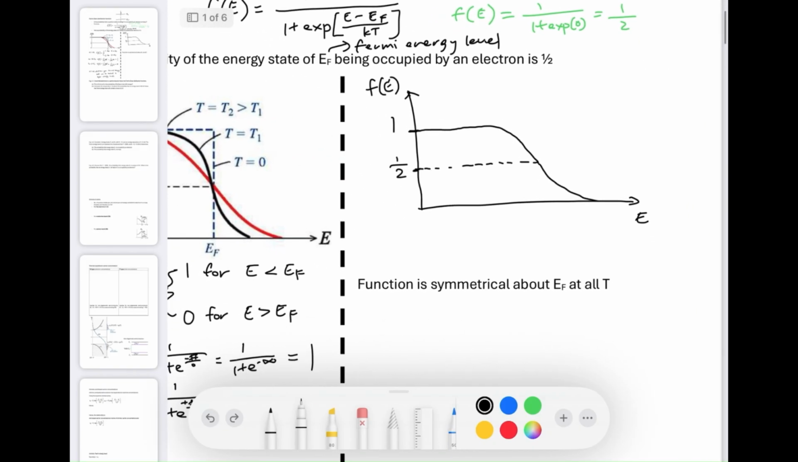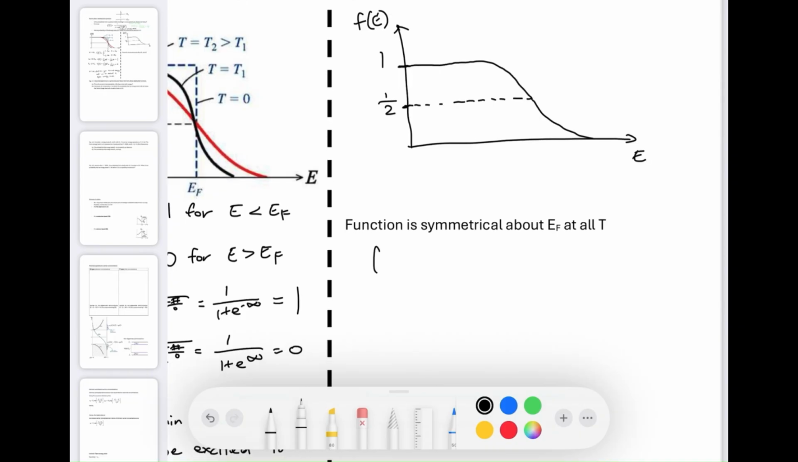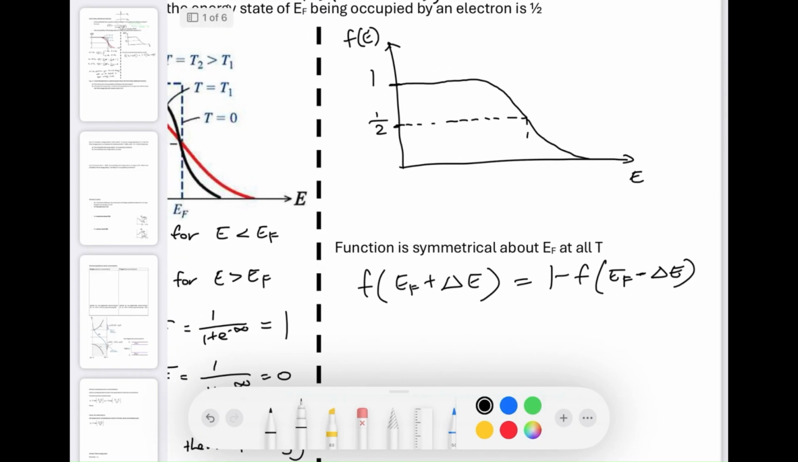Another property is that the function is symmetrical. The Fermi-Dirac distribution function is symmetrical about EF at all T. What I mean by this is that the probability of the state with energy delta E above EF being occupied by an electron is equal to the probability of the state with energy delta E below EF being empty, so not occupied by an electron. Let's show this through this diagram.